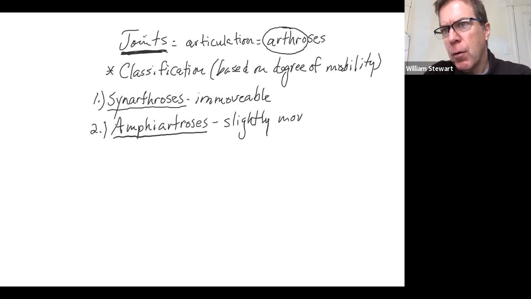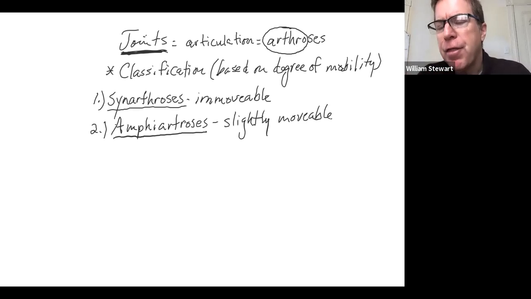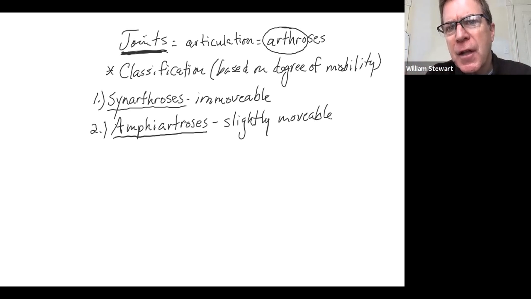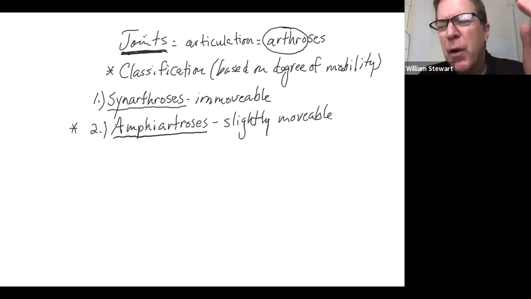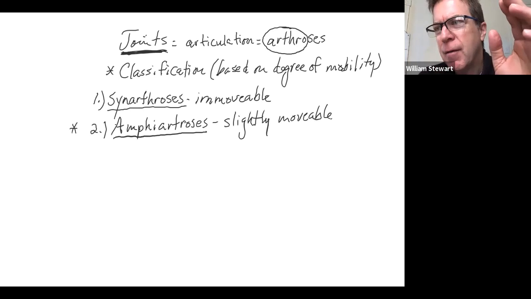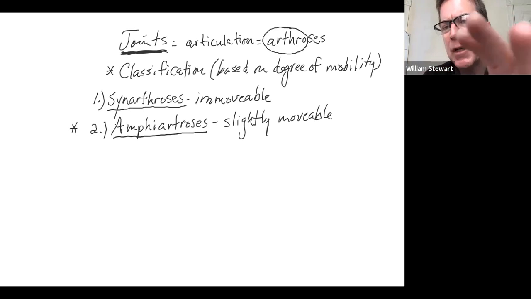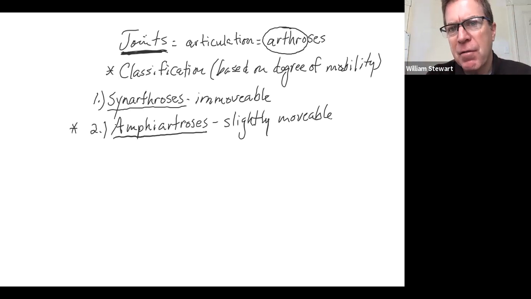So if you hear me say the word, or you read the word amphiarthrotic, that means we're talking about a slightly movable joint. Now, this classification in particular, there's quite a wide margin of almost completely immovable to not freely movable, but there's a range of motion within the category of amphiarthrotic.